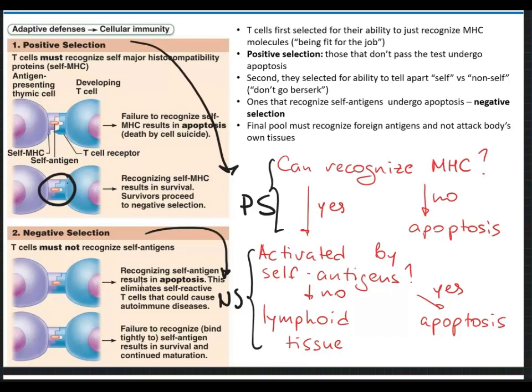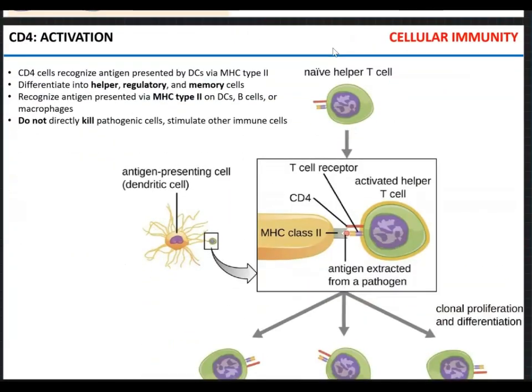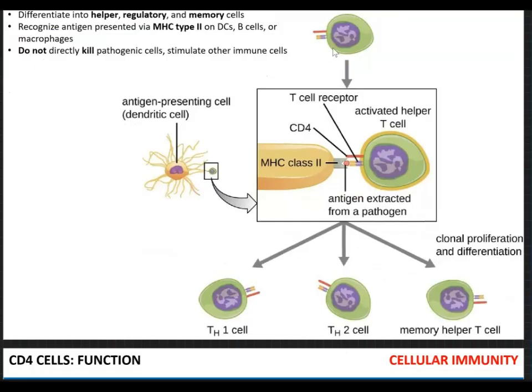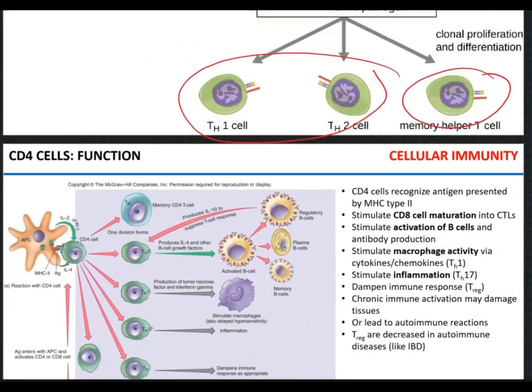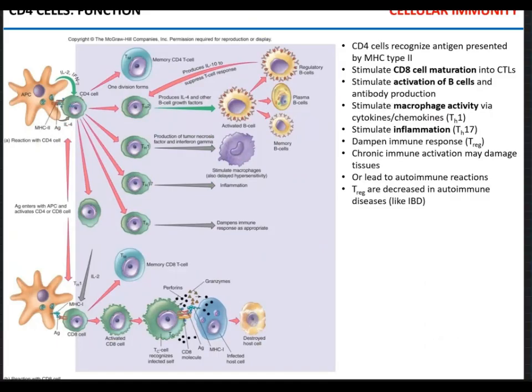So, now let's focus on CD4 cells first. Not much to say, except for this: CD4 T cells recognize MHC class 2. They become activated, and they form helper and memory helper cells, in addition to a bunch of other cells. Now let's figure out how they work.